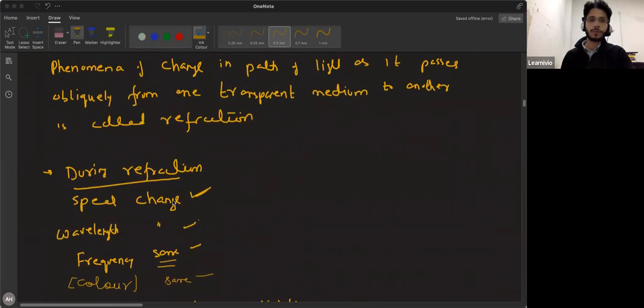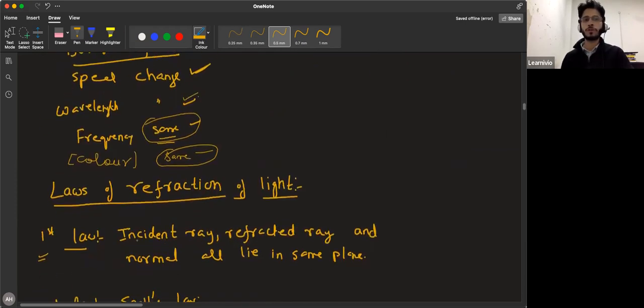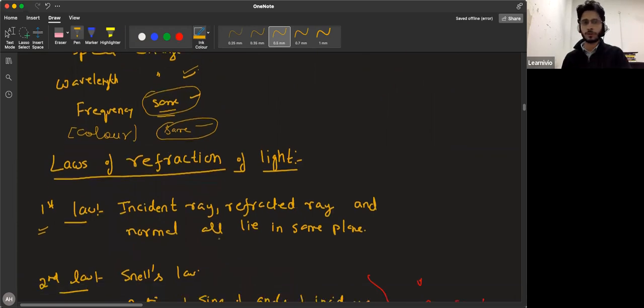First law of refraction. So during refraction, what happens? Speed changes, wavelength changes, frequency does not change, color does not change because color depends upon frequency. Laws of refraction: first law, the incident ray, refracted ray, and normal all lie in the same plane.